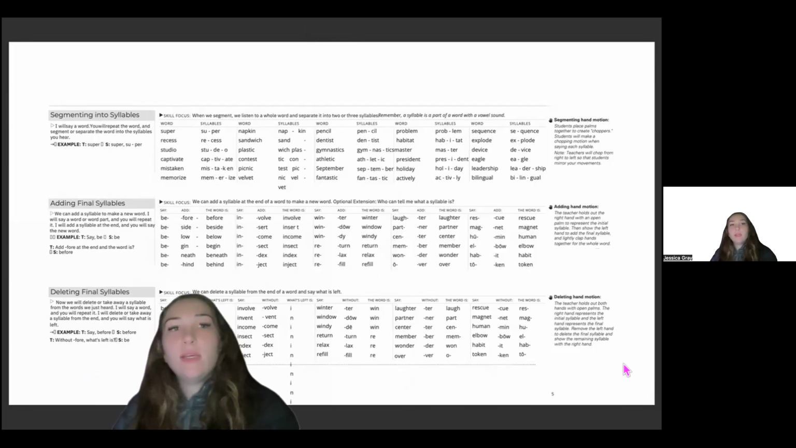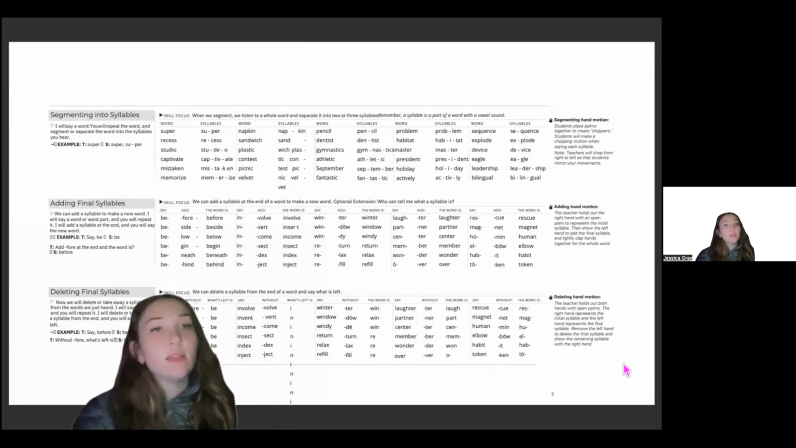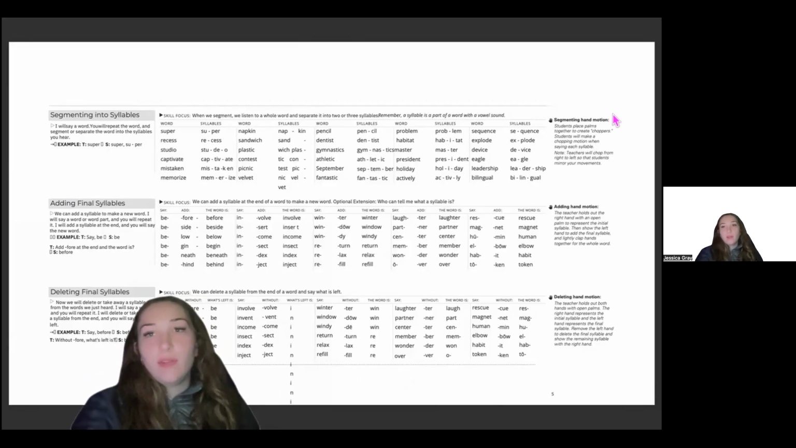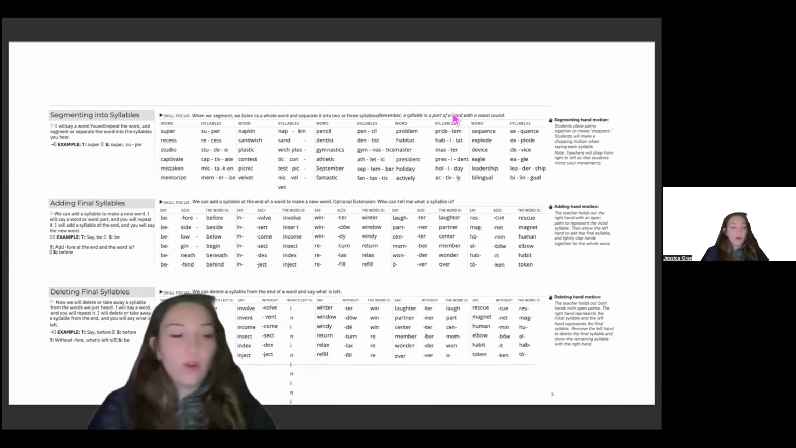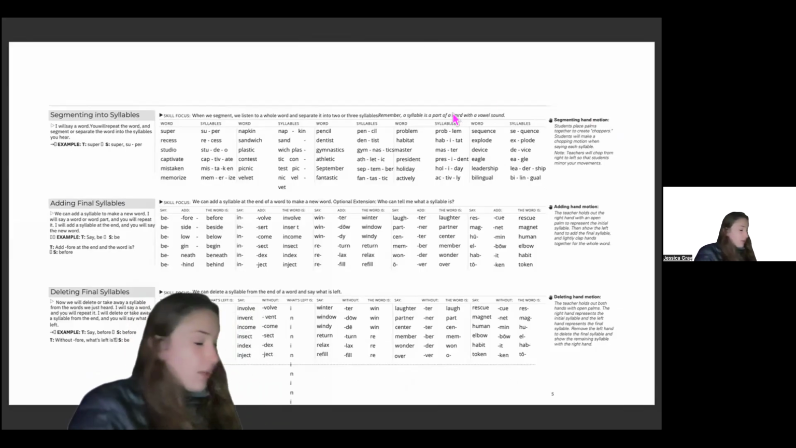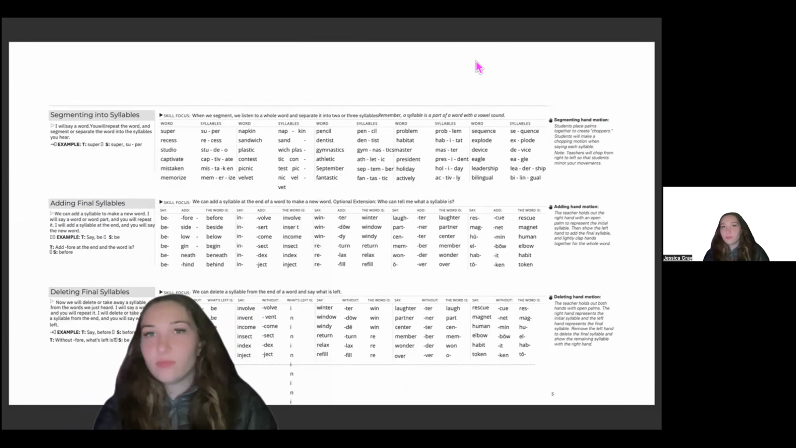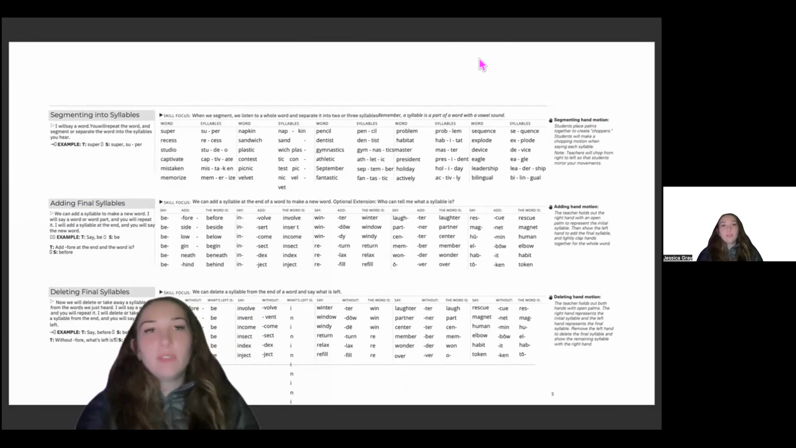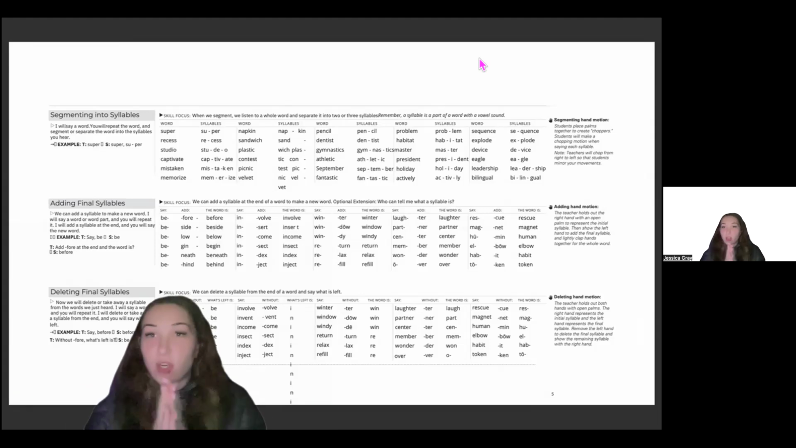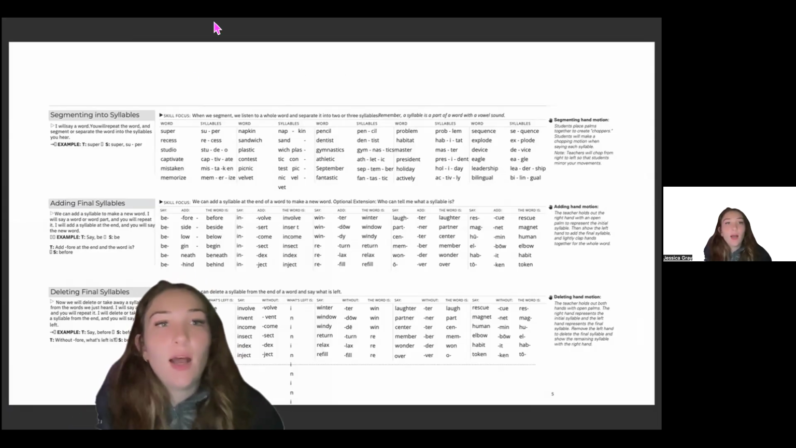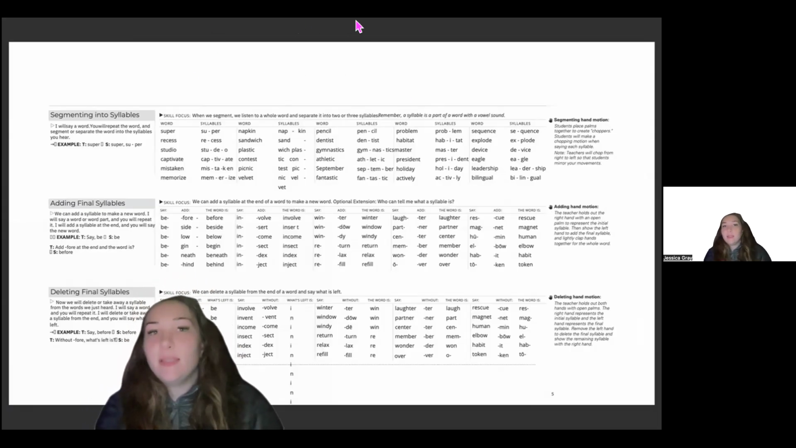And then the next one is segmenting it into syllables. It's kind of like the opposite of the choppers ready. I would say choppers ready, and students would say choppers ready so that they let me know that they're ready to go. Like I said, this is kind of the opposite, so we're segmenting it into the syllables.